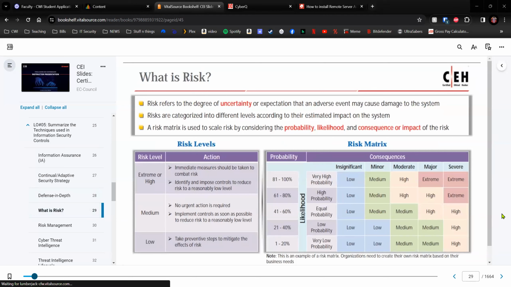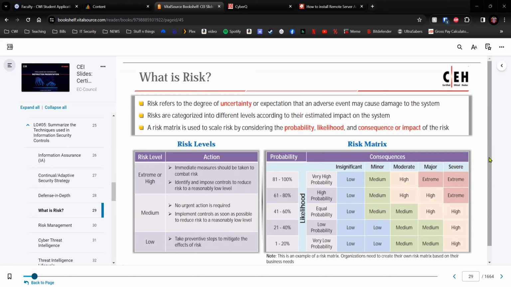What is a risk? Okay, so remember we went through all the risk matrices and things like this. This is just a compressed version of this. Risk refers to the degree of uncertainty or expectation that an adverse event may cause damage to the system. Risks are categorized into different levels according to their estimated impact on the system.